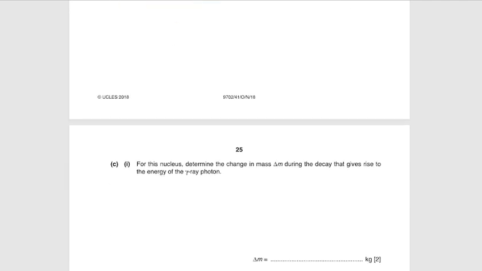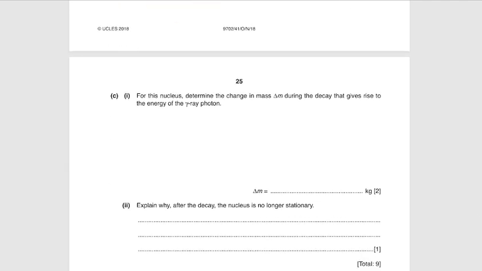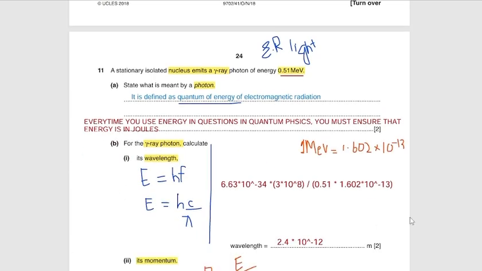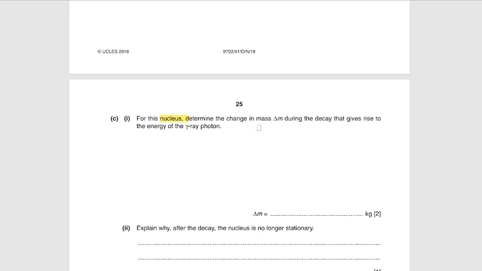Moving on towards our C part. For this nucleus, so we had a photon. Initially we have a nucleus that emits a gamma ray photon, so we have a decay happening. Determine the change in mass during the decay that gives rise to the energy. Now, every time you see these two words together, mass, energy, there has been a conversion of mass to energy, or energy converted into mass.